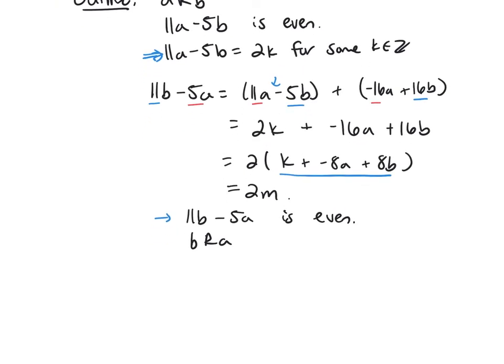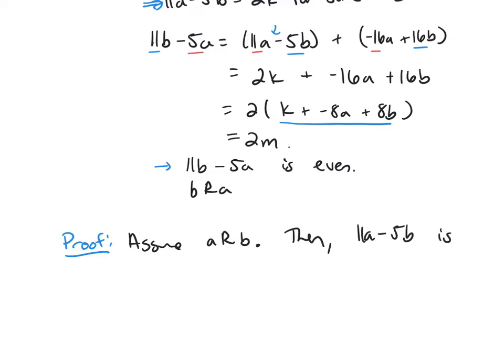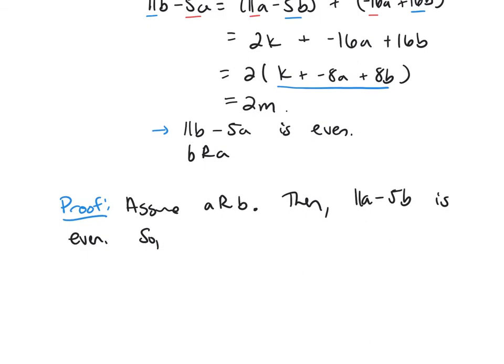So now that I've got the outline of my proof together, let's write it up formally. So assume A is related to B, then 11A minus 5B is even. So 11A minus 5B equals 2 times K for some K in Z.